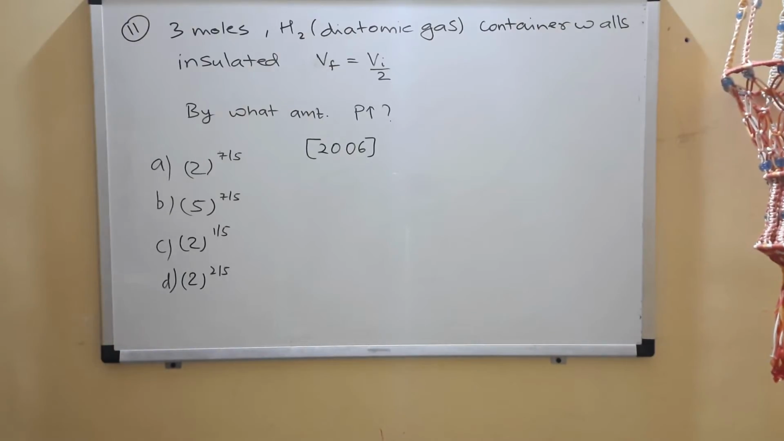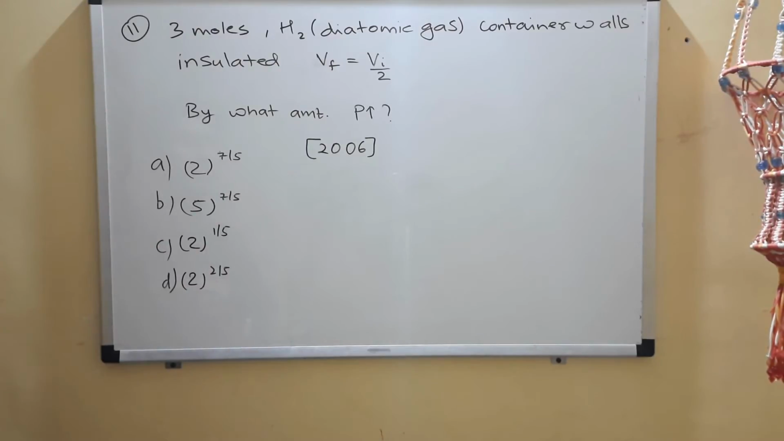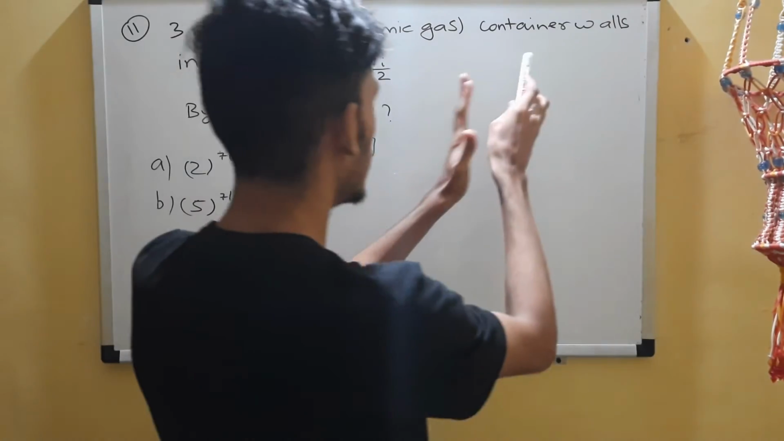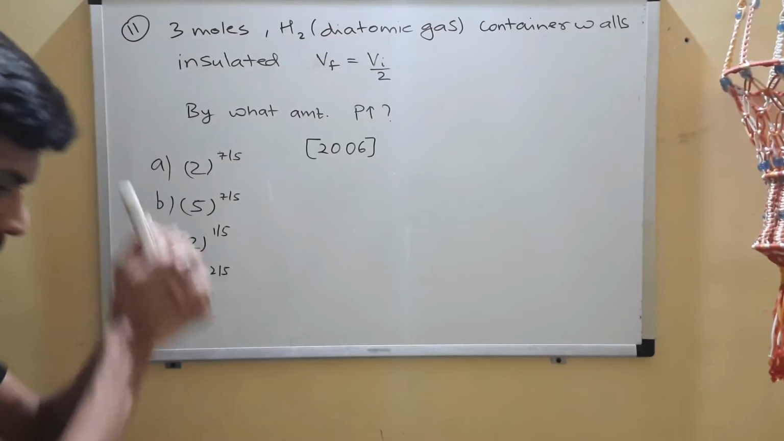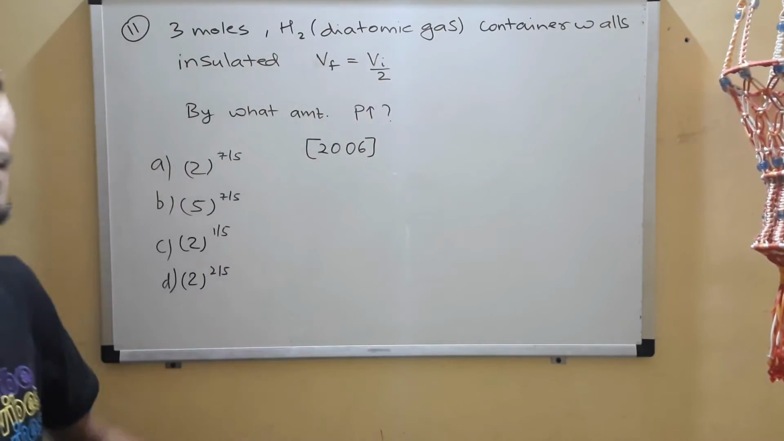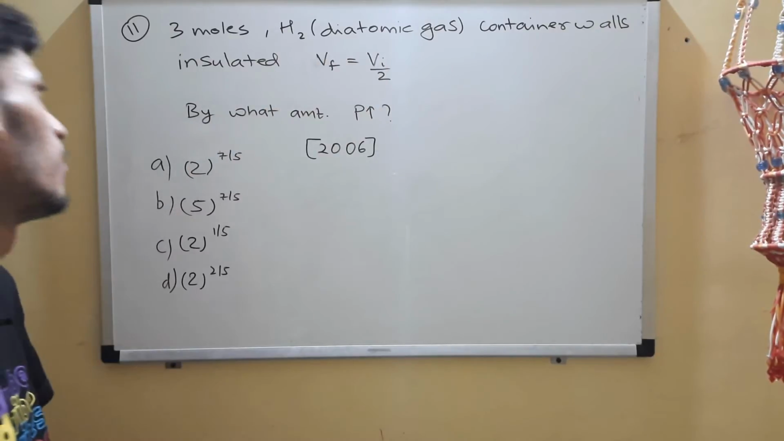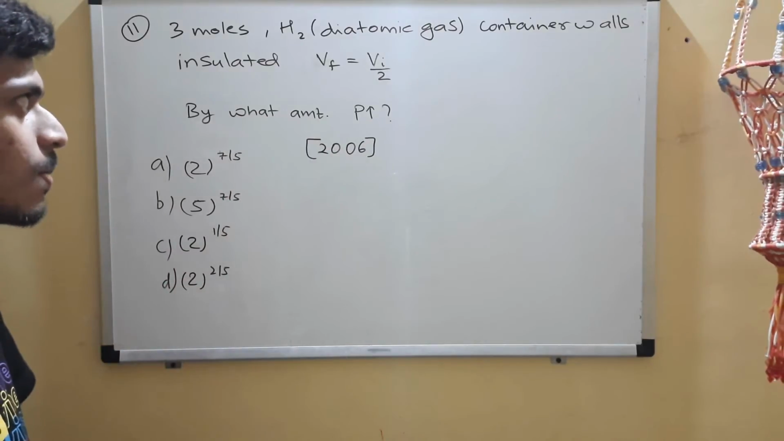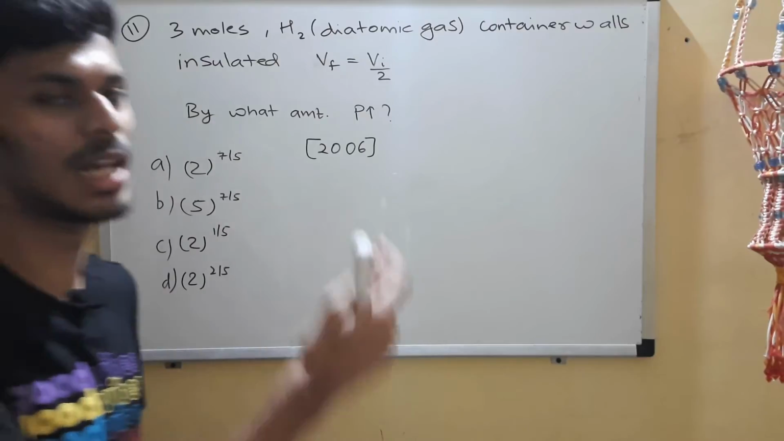So question 11 from 2006. In this question you have 3 moles of hydrogen gas, which is a diatomic gas, which is kept in a container whose walls are insulated. You are going to compress that gas in such a way that its final volume becomes half of the initial volume. By what amount does pressure increase? Okay, when you carry out this process, by what amount will the pressure increase?